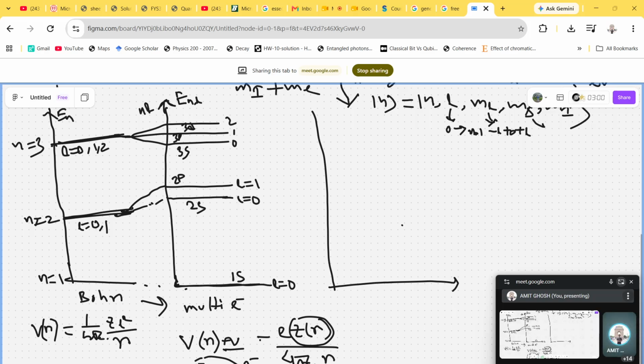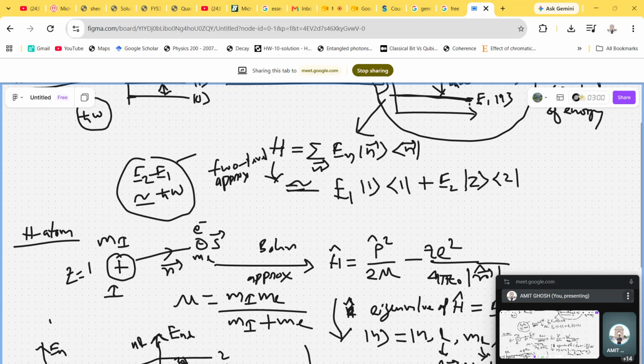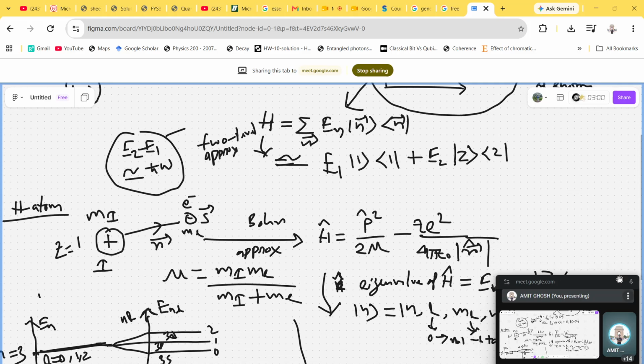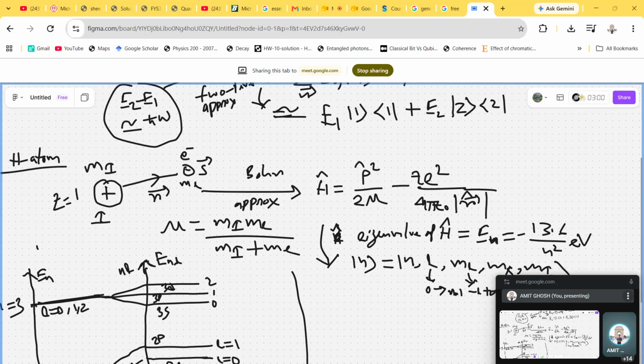So after multi-electron, what people thought was that they will introduce spin orbit interaction, right? Now you introduce another term to the Hamiltonian. So first, the Hamiltonian was simple, just p square by 2 mu minus Z square by 4 pi epsilon 0 r for a single hydrogen atom.